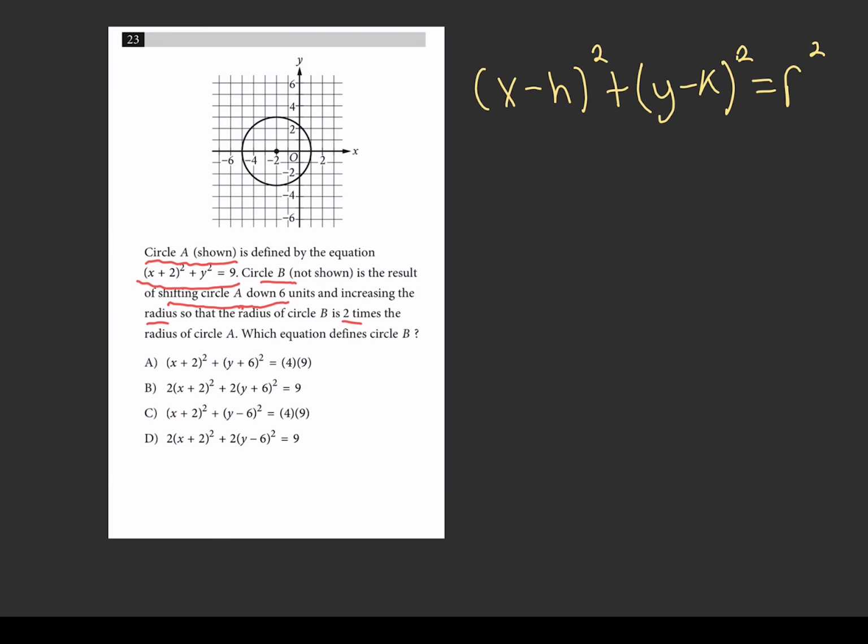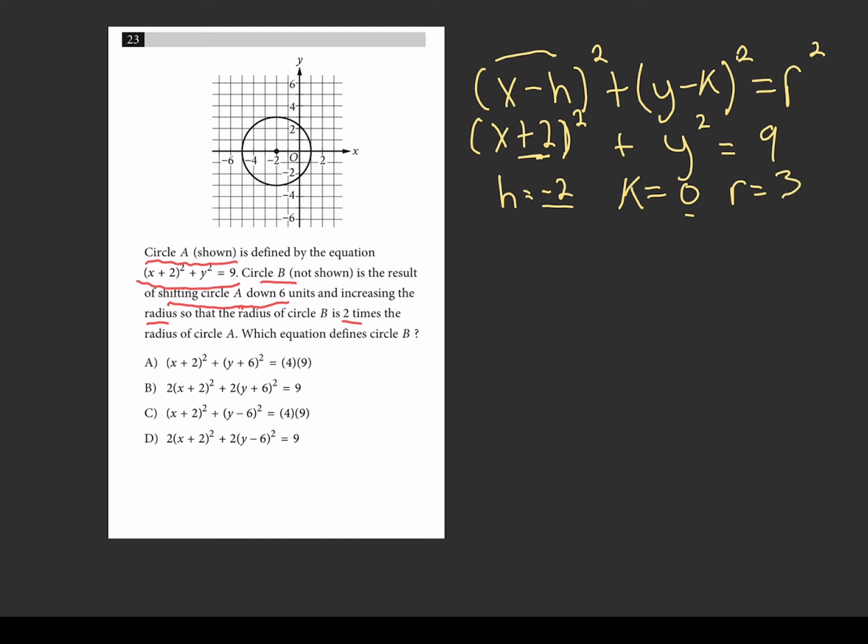In this circle, they're saying that the equation is x plus 2 squared. So when we have the plus 2 there, because the equation says x minus h, that means if it were plus 2 in here, then h had to be negative 2. And then here, when they don't have parentheses, they just have y squared, that means that k was equal to 0. And you can see that the center is at negative 2, 0 on the graph. Then the radius, so they give the equation that this equals 9. Therefore, you know that the radius is only 3.